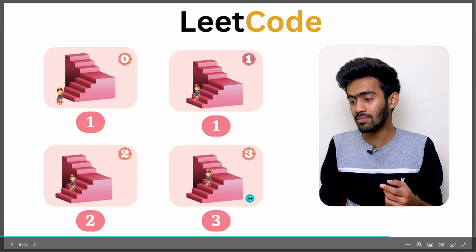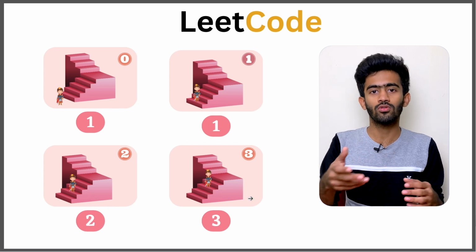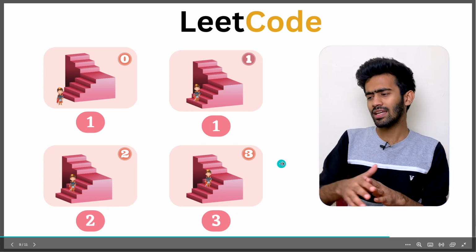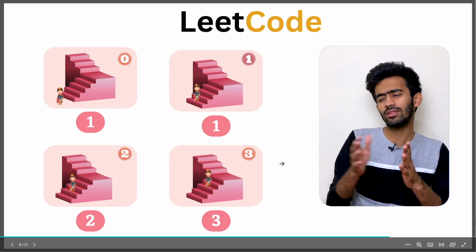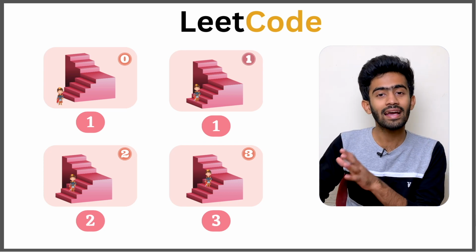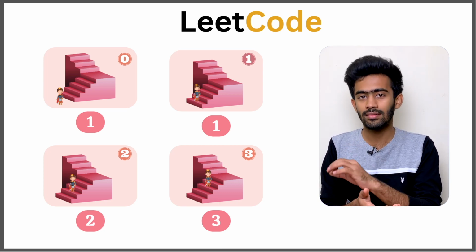And similarly for step 3, 1 plus 1 plus 1, or 1 plus 2, or 2 plus 1. As we saw earlier, there are totally 3 ways to do that. As you can see here, 1, 1, 2, 3. What is the pattern that we recognize? This exactly resembles a Fibonacci sequence.